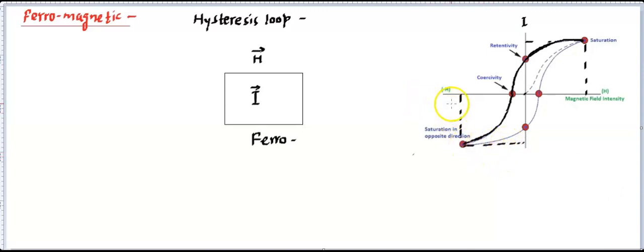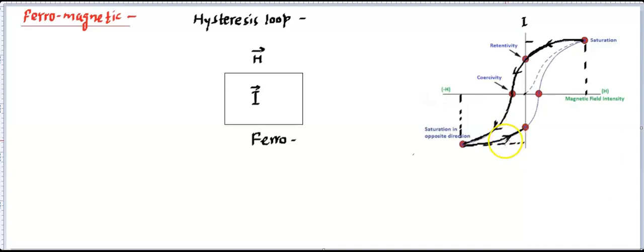Then even if you further increase H in this direction, there will be no other graph coming. It will be saturated. I will not go downward anymore. Hence we come back again. We return back, keeping H in the negative direction but decreasing it. When we decrease, again the graph does not follow the old path that it followed earlier. Rather it follows a different path. So it's going to go like this.